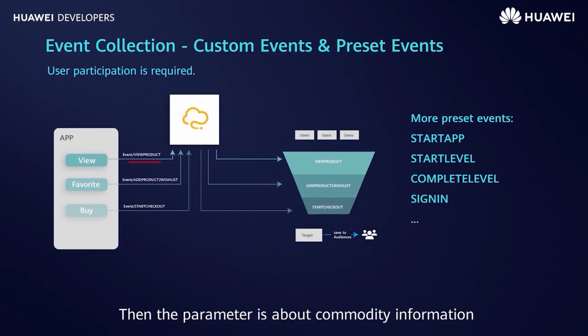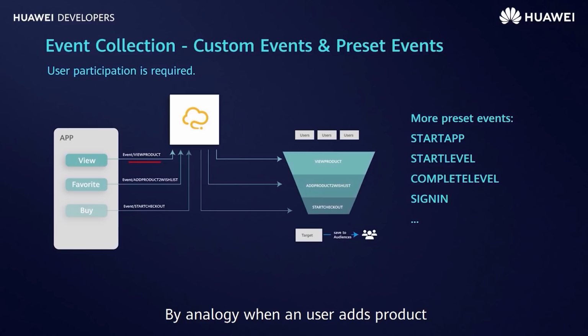Then the parameter is about commodity information, such as the ID, name, and price of commodity. In user property, we've set basic user information, such as user name, user ID, and so on. Then we report this event to the cloud of HUAWEI Analytics service with the event reporting method provided by SDK.